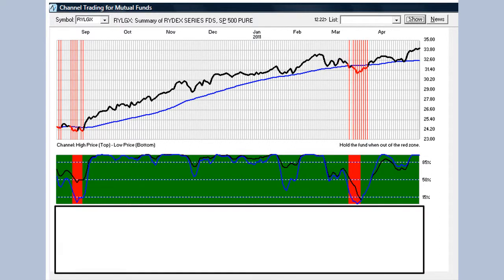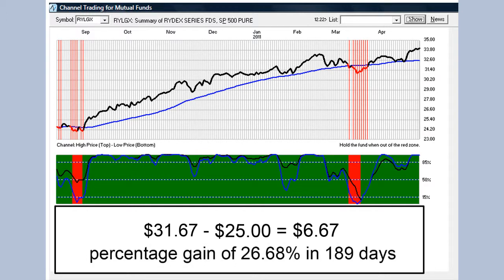Doing a manual calculation, we subtract the buying price of $25 from the selling price of $31.67 to realize a dollar gain for the second position of $6.67. That results in a percentage gain of 26.68% in 189 days.